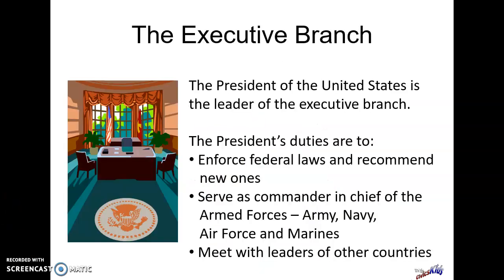So the first branch I'm going to talk about is the executive branch, and the executive branch is the branch the president is the leader of. Some of the duties that the president has: the right to enforce federal laws and recommend new ones, and they also serve as the commander-in-chief of all the armed forces. One of their biggest responsibilities is meeting with other leaders from other countries and trying to solve issues. They also have the power to grant pardons. So if they feel that someone was wrongly imprisoned, then they would be able to pardon them.